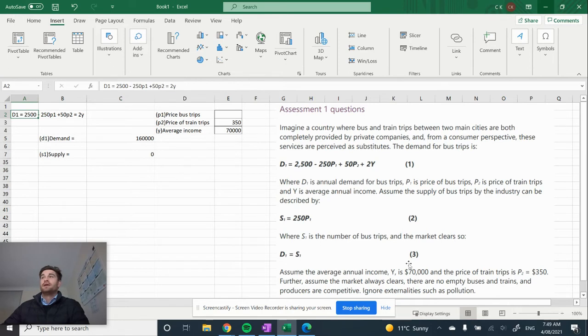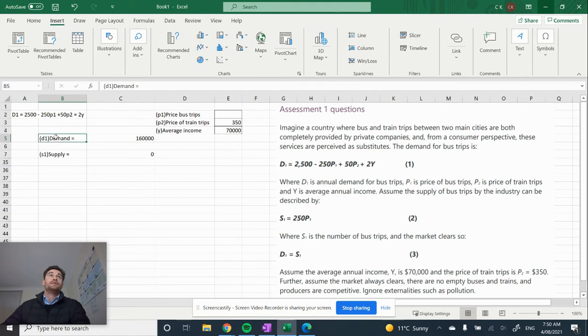So P1, it gives us down here, is the price of the bus trips. P2 is the price of the train trips, which it gives us down here. It says P2 is 350. Y, that number there, is the average income, and that's 70,000. And that's all it gives us so far.